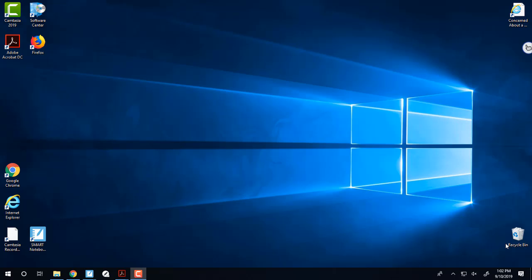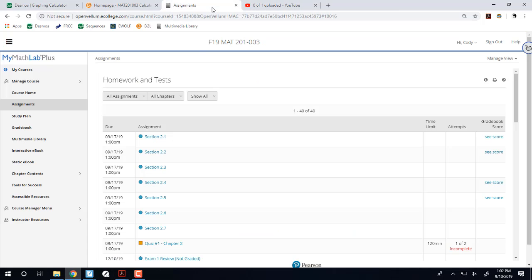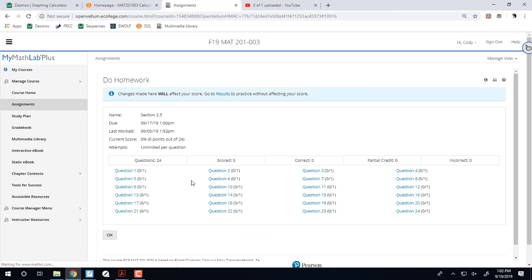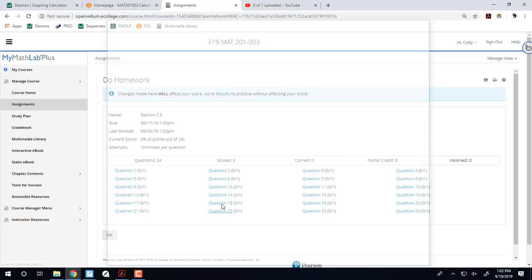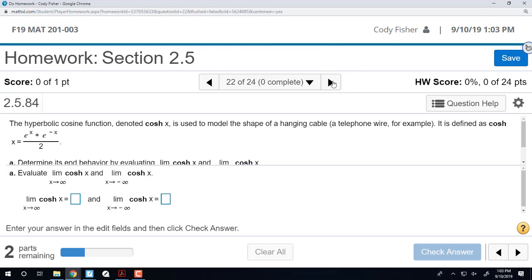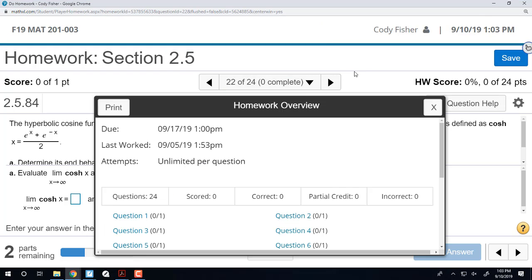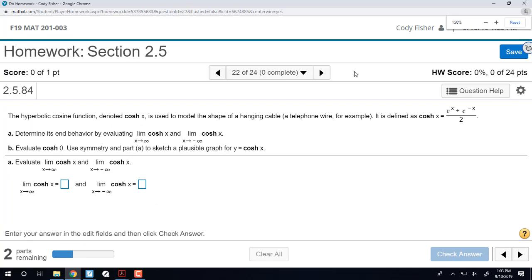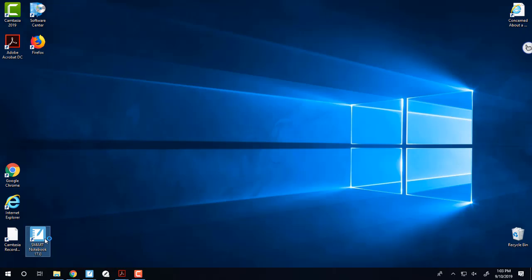What do you have? All right, I had one on 2.5, number 22. Both parts, I think it was just the first part, the end behavior for that function.